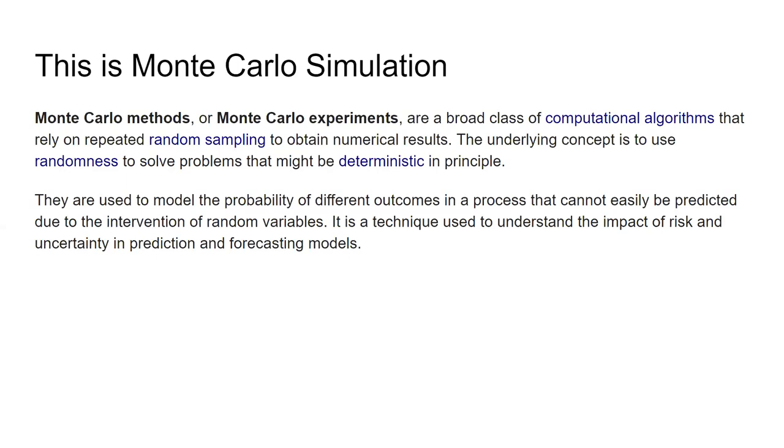The underlying concept is to use randomness to solve problems that might be deterministic in principle. They are used to model the probability of different outcomes in a process that cannot be easily predicted due to the intervention of random variables. This is a technique used to understand the impact of risk and uncertainty in prediction and forecasting models.